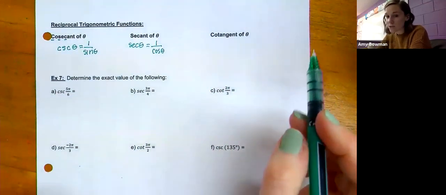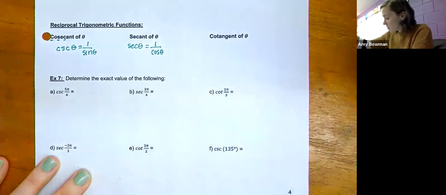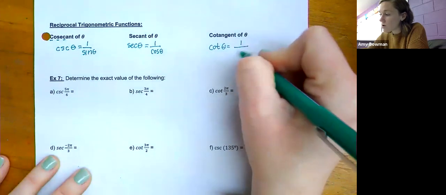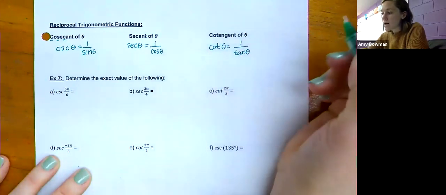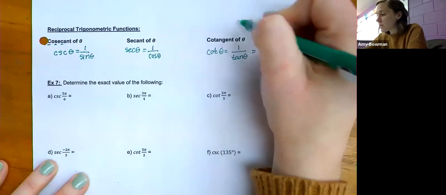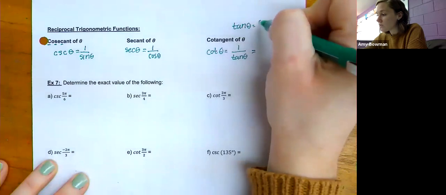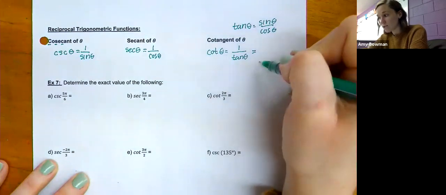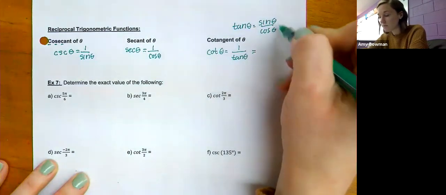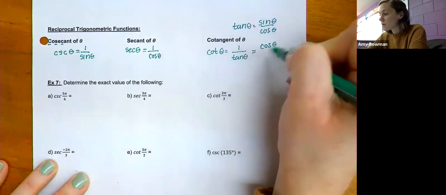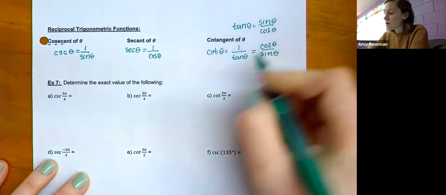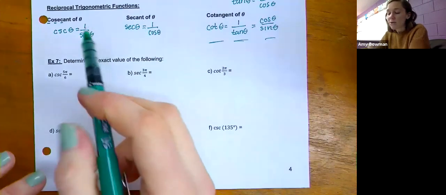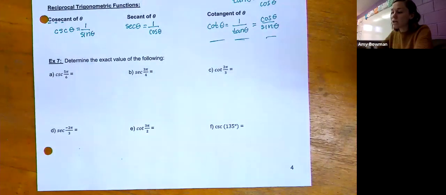Cotangent, that one's easy because the word tangent is actually in it. And the abbreviation for that is just COT. So the cotangent of an angle is the reciprocal, 1 over tangent. Another way we could think of it, since we know that the tangent of theta is the ratio of sine over cosine, then I also know that the cotangent, or 1 over tangent, is just going to be the reverse of that, which is cosine theta over sine theta. So that's cotangent.